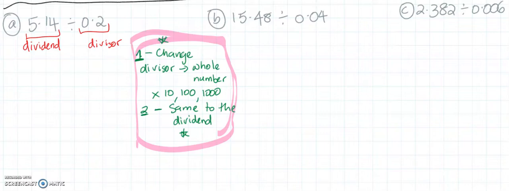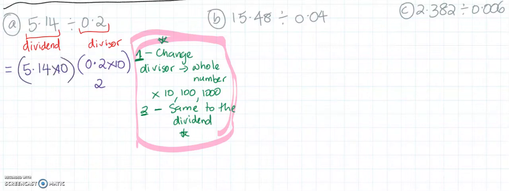So let's do the first example. Our divisor is 0.2. If I multiply the 0.2 by 10, it'll move the decimal point one place to the right and make it 2. So 0.2 times 10 will give me 2, a whole number. Therefore, I have to do the same thing to our dividend, 5.14 times 10 as well.